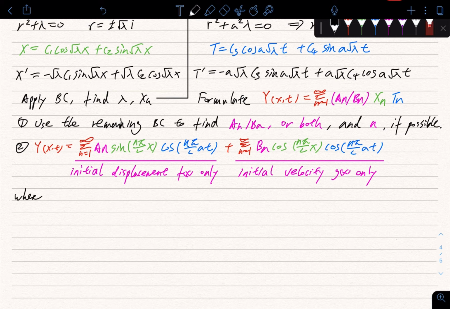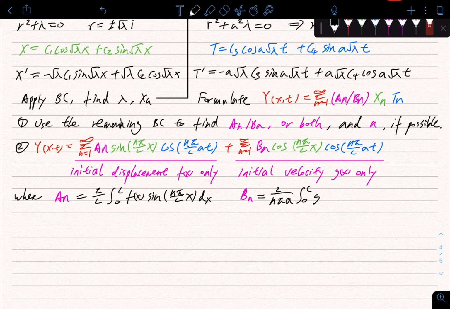Okay, where a n equals 2 over L integral from 0 to L f of x sine n pi over L x dx, and the b n equals 2 over, instead of L, it is n pi a, integral from 0 to L g of x sine n pi over L x dx.